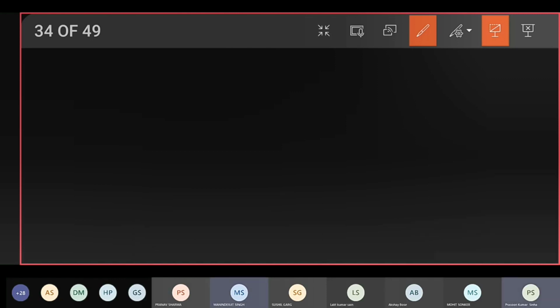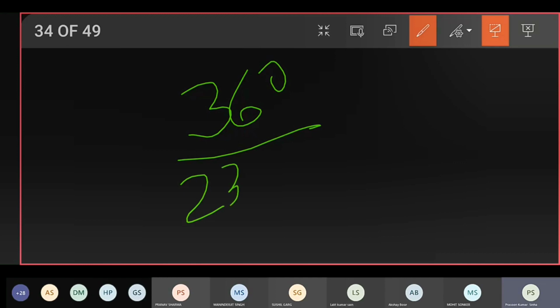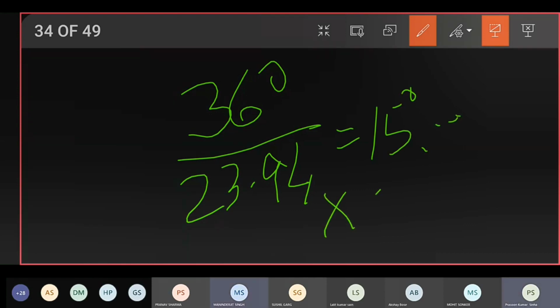Just to say, 360 degrees being done in 23.94 hours, so is it more than 15 degrees? Yes sir, it is more. Multiplied by 60, convert it into miles. Yes sir, 902 has come. So it is done.